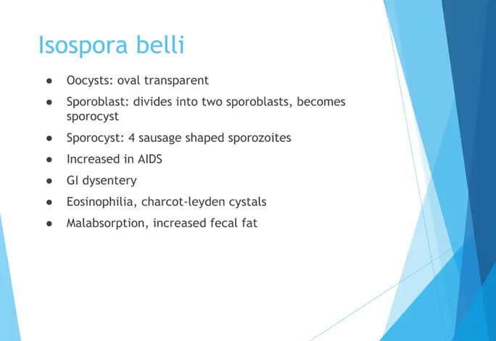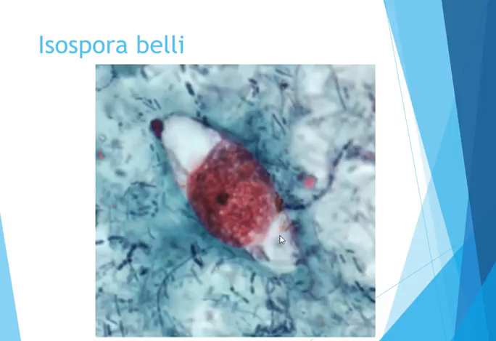It's increased in AIDS patients. We're back to stool again. This infects the GI tract and the patient has diarrhea. It can cause eosinophilia and Charcot-Leyden crystals can be seen. It also causes malabsorption and increased fecal fat. The fat from your food should be reabsorbed by the intestines. And in this, it causes problems with absorption, so there's more fat seen in the stool.